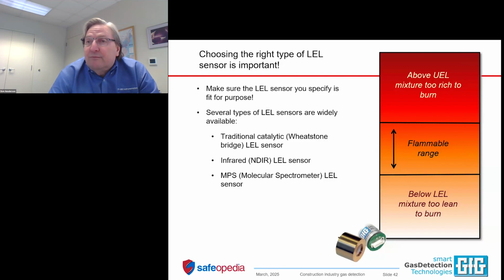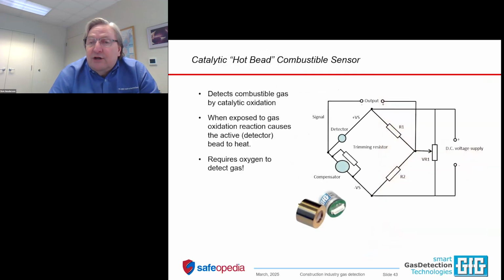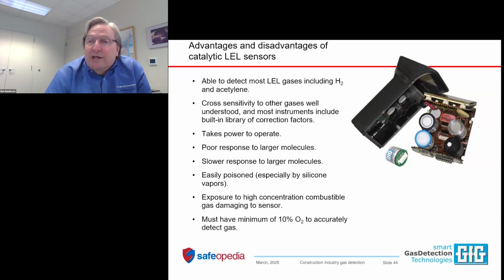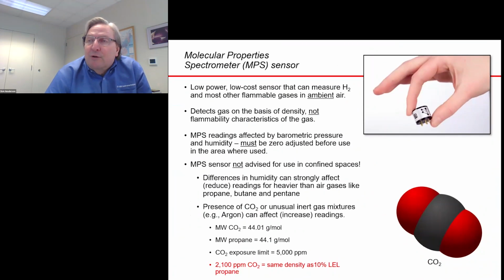The choice of what kind of combustible gas sensor to use is very important. Traditional LEL sensors detect gas by oxidizing it and looking at the temperature effects of oxidizing or burning the gas on a bead within the sensor. This kind of sensor is great. It detects everything from hydrogen and acetylene to alcohol and common kinds of combustible gas, but it's also easy to poison, which is why it's so important to perform a bump check before each day's use.